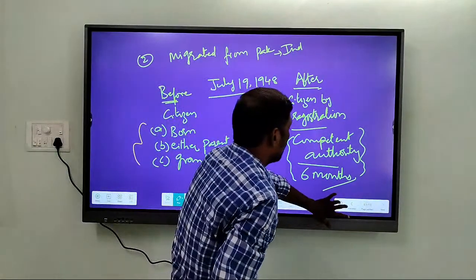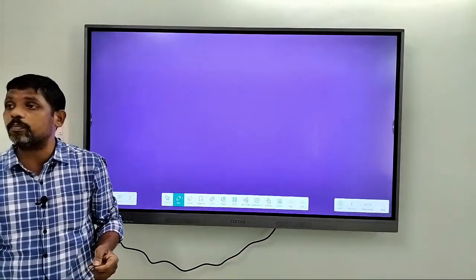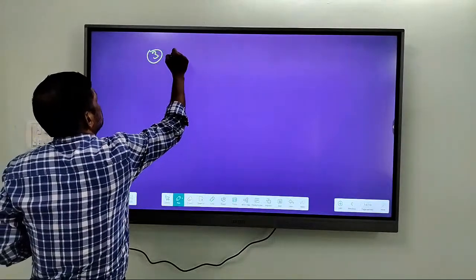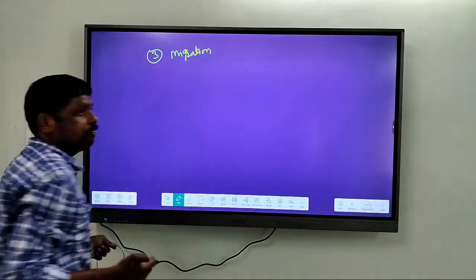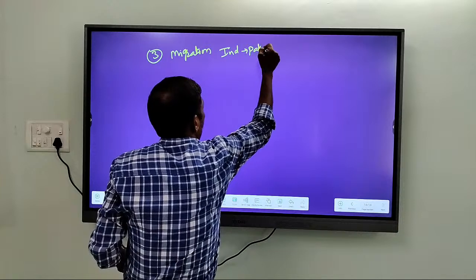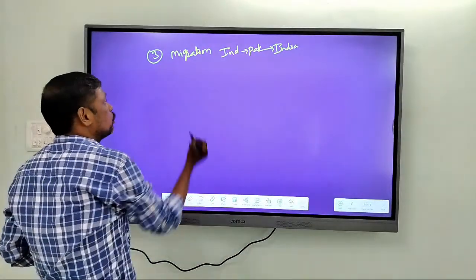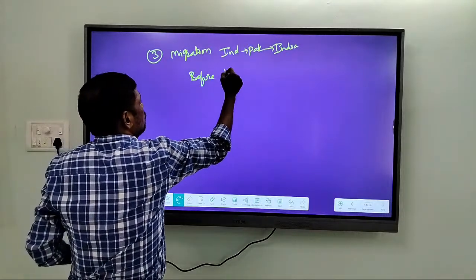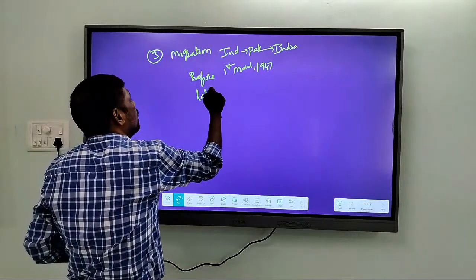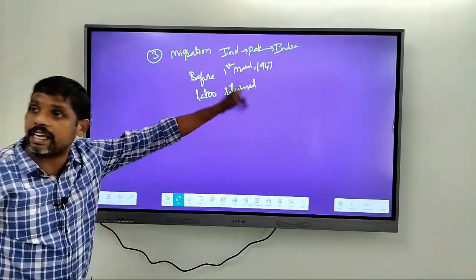of persons, the one who has migrated from India to Pakistan. The one who has migrated from India to Pakistan before March 1st, 1947, and later returned to India. This is a special case. So migrating from India to Pakistan, and again from Pakistan to India.